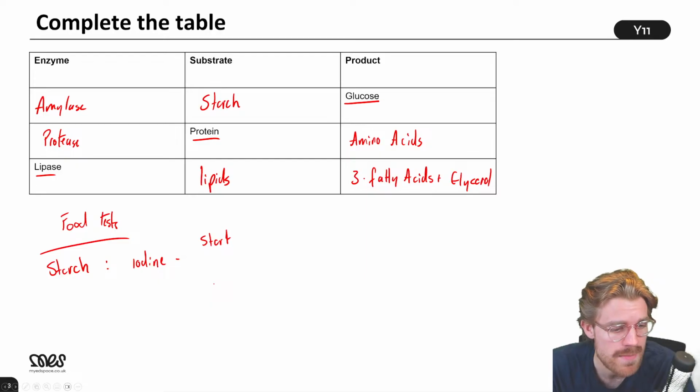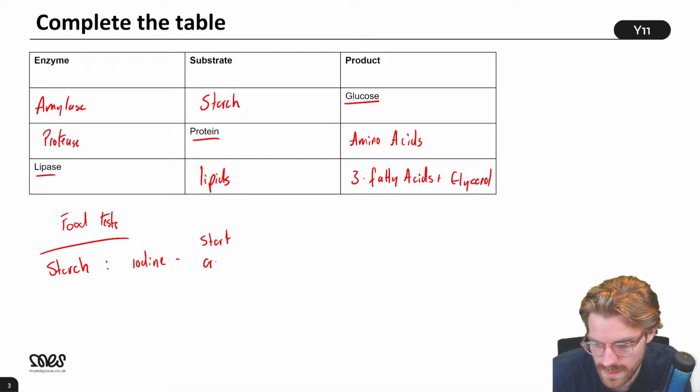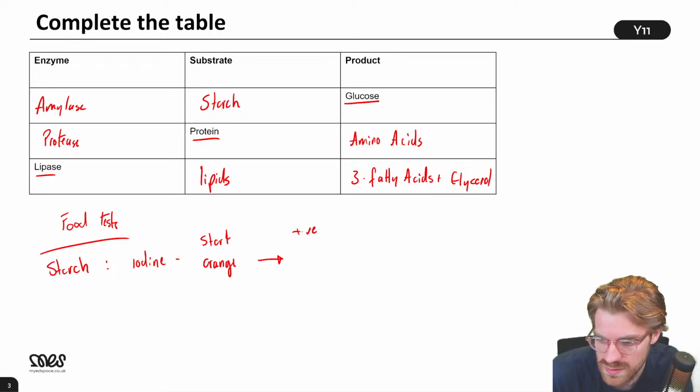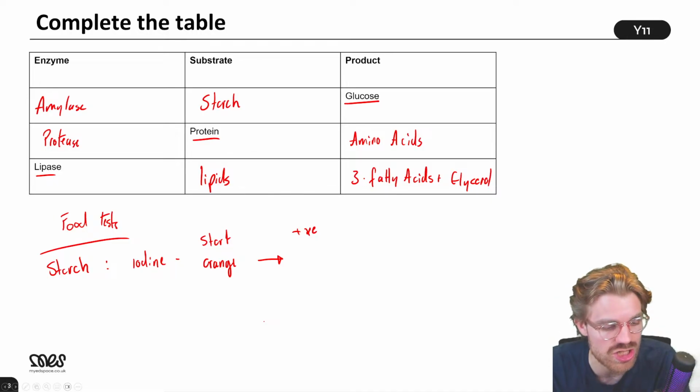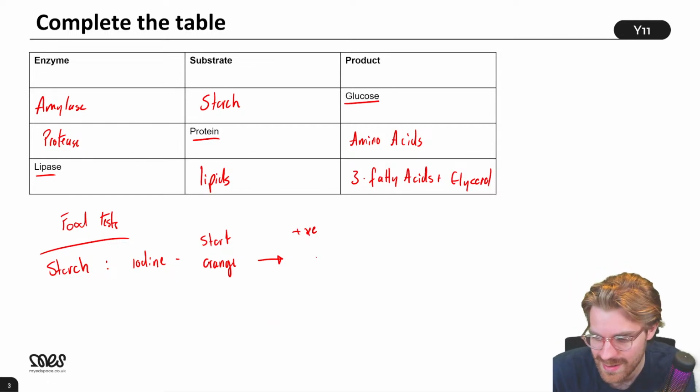What do we think there, team? Very good, Aisha. Brown or orange? Yeah, lovely. So we can just say orange there. And if we have that positive result, if starch is present, it is going to change colour. And what is it going to change colour into? It's going to change from orange to that kind of blue-black colour.